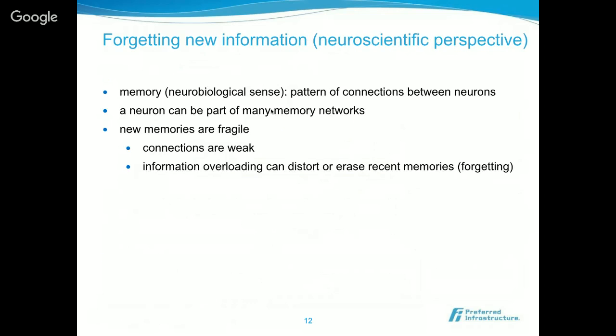Additional results on forgetting come from the field of biological neuroscience. However, these are not very definitive because this is a very active area of research. It is believed, however, that a memory in the brain is a pattern of connections between neurons, and each neuron can participate in many such memory networks. The new memories are fragile since connections between the neurons are weak, and any information overloading can distort or erase the memories.